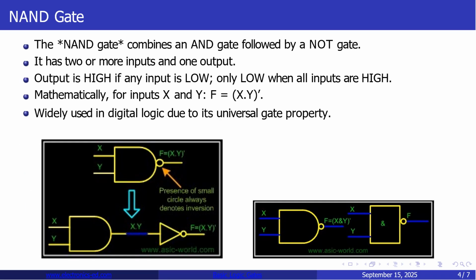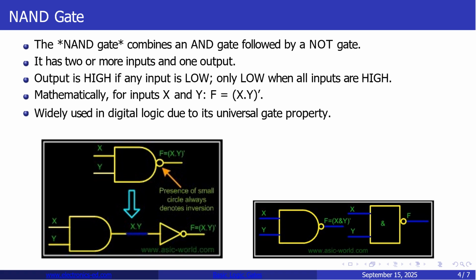The NAND gate is one of my favorites because it combines two basic operations, AND and NOT. Here's how I think about it. First, it checks if all its inputs are high, just like an AND gate would. But then it immediately flips the result. So if every input is high, the output goes low. If any input is low, the output is high.